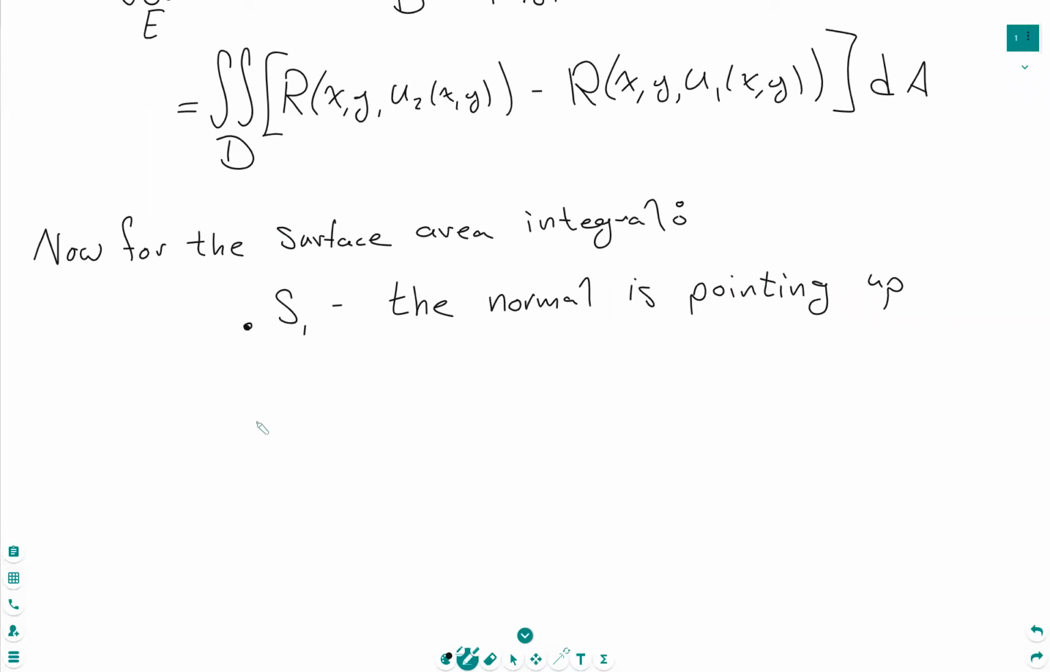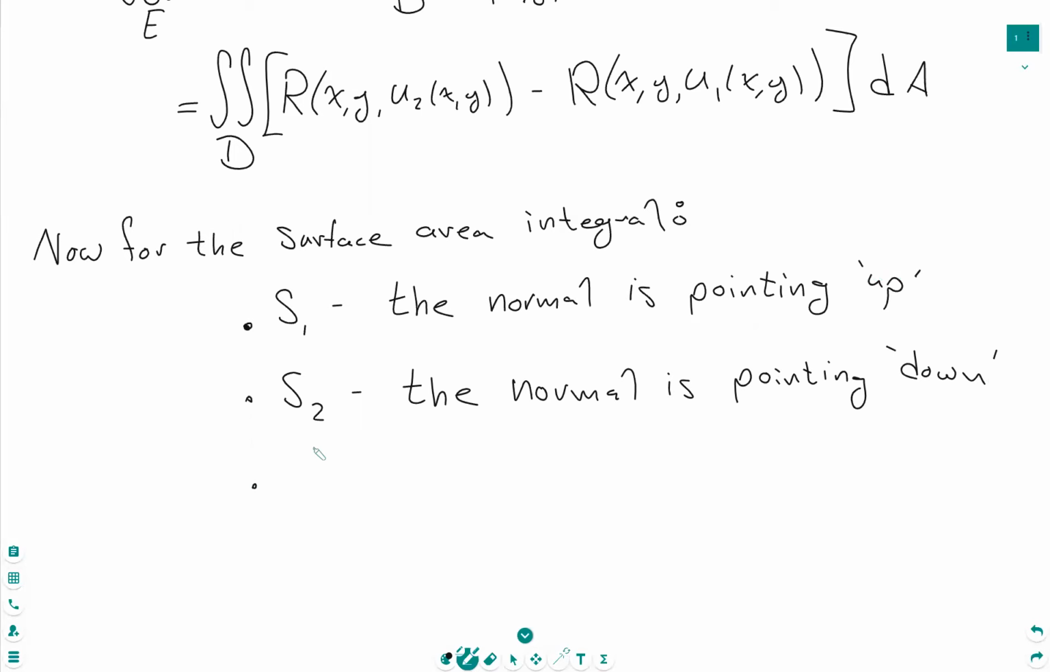We'll have some surface S2 where the normal is pointing down. And let's do a little, because it's not going to be completely vertical. And then S3 where the normal is pointing horizontal.